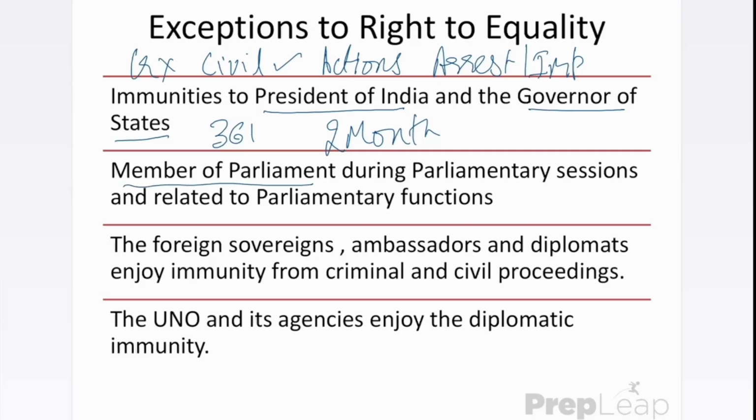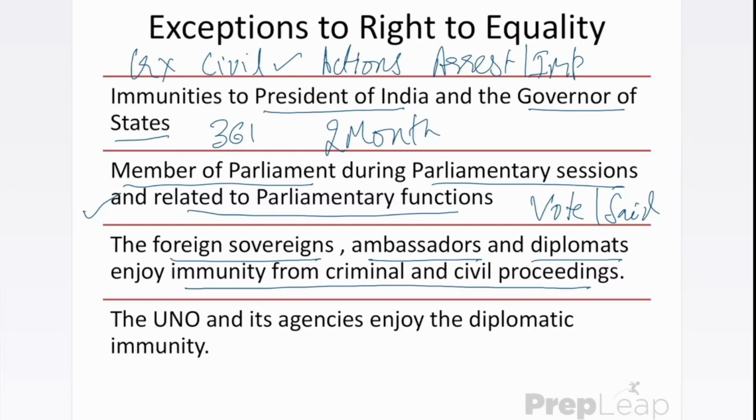Similarly, a Member of Parliament during the parliamentary session cannot be asked to report to any of the courts. Any action taken, any vote made, anything said during the parliamentary functions, they are not answerable in any court of law. Similarly, the foreign sovereigns, the ambassadors and the diplomats also enjoy immunity from criminal and civil proceedings as per diplomatic immunity rules of international law. The UN and its agencies also enjoy diplomatic immunity. These things set them apart from the rest of the citizens of India and thus are considered as an exception to the right of equality.